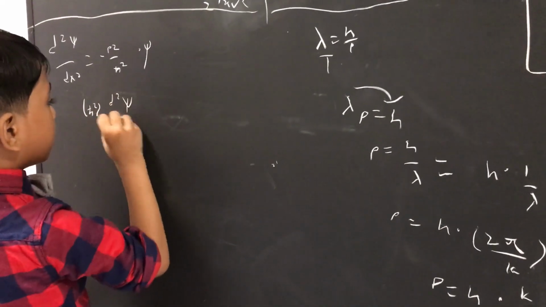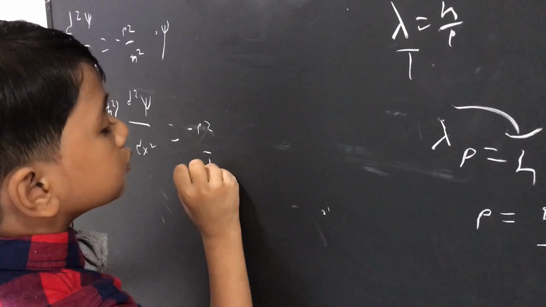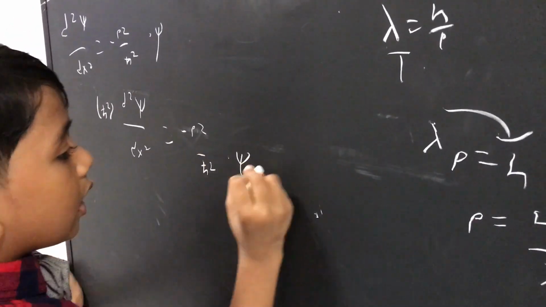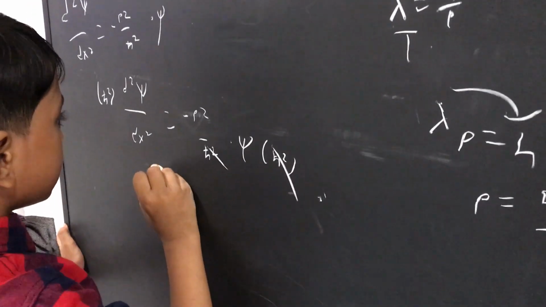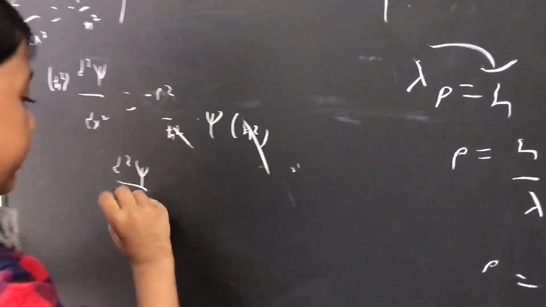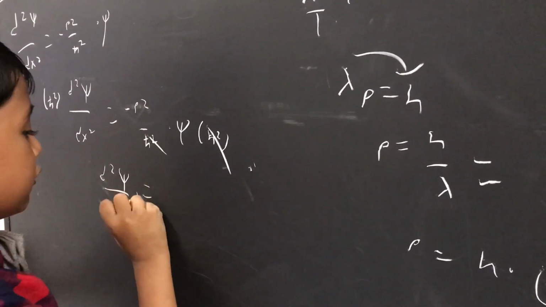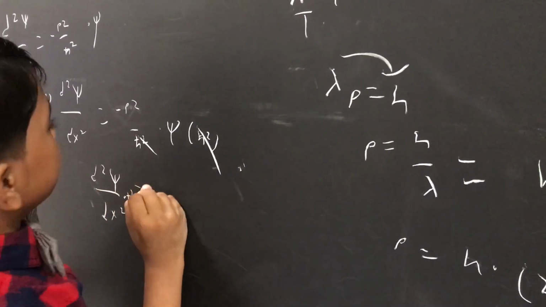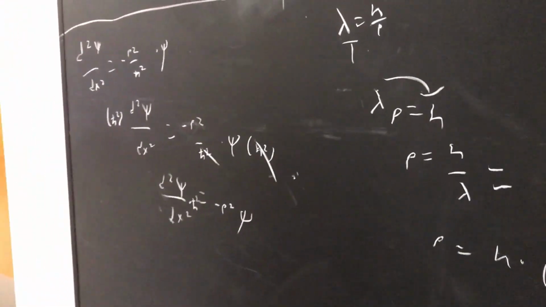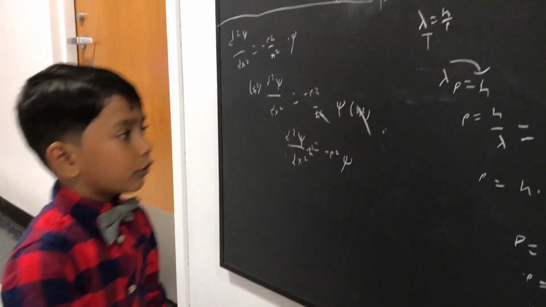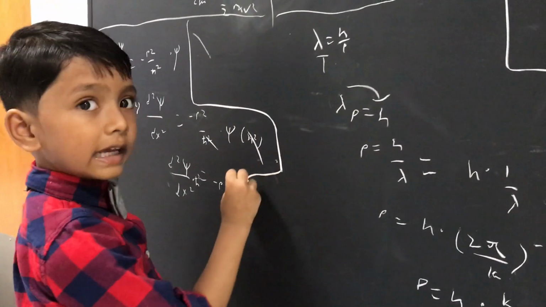Reduced Planck constant squared times d squared psi over dx squared equals negative p squared over reduced Planck constant squared times psi times reduced Planck constant squared. Cancel, cancel. So d squared psi over dx squared times reduced Planck constant squared is equal to negative p squared psi. And that is the end of part 2. Pretty long, right? Well, at least the third part is short.